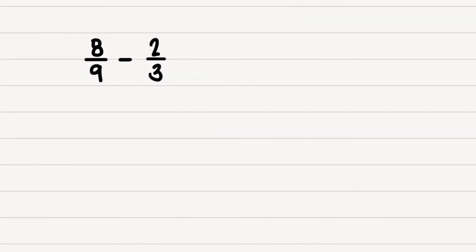Looking at the next example, we have the denominator 9, we have the denominator of 3. So, when I'm looking for my lowest common denominator, between 9 and 3, that is 9. Because 9 goes into 9, and 3 goes into 9. What do I do to 9 to get to 9? I times it by 1. What I do to the bottom, I do to the top. What do I do to 3 to get to 9? I times it by 3. What I do to the bottom, I do to the top.